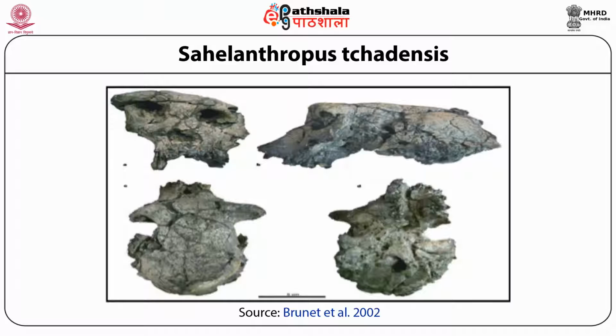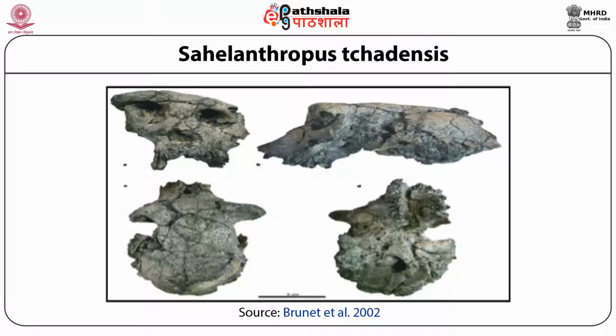The word Sahel is derived from the name of the region of Africa bordering the south of the Sahara, and the fossil was unearthed from this place. It is the oldest known hominid, dated between 6 and 7 million years old. The discovery of this fossil made the world believe that hominids of the Miocene period were not restricted to East and South Africa. However, Wolpoff et al. challenged the hominid status of this fossil.